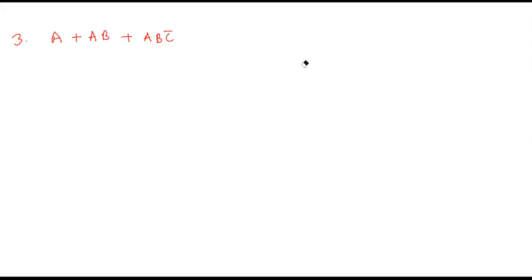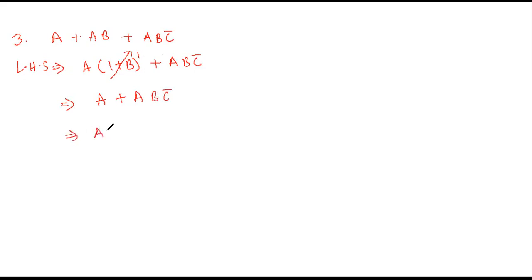Okay, the answer is, we'll solve. Take LHS and try to take common. Here A is common in the first two terms. 1 plus D, I am taking common. A plus BC bar. 1 plus B is nothing but 1 only. So you will get A plus A BC bar. Now again you can take A common.